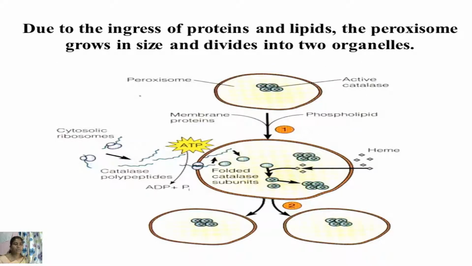So how do these peroxisomes grow and divide into two organelles? Due to the ingress of proteins and lipids, the peroxisomes grow in size. You can see in the picture the active peroxisome, with the accumulation of catalase enzyme, and they grow in size with the incorporation of folded protein molecules, the folded catalase subunits, and other cellular components required for peroxisomal activity, and they divide into two organelles.